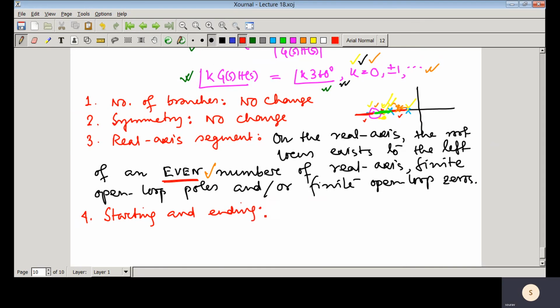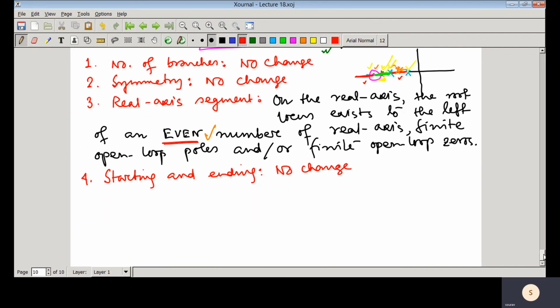So there will be no change. That means that root locus starts at the open loop poles and ends at open loop zeros. So there is no change there, and there would be a change in the calculation of centroid and the angle of asymptotes. So basically for finding centroid there is no change.